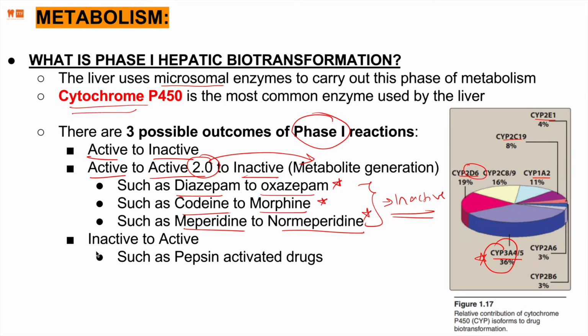The third outcome is an inactive drug will turn into active. Now this is the opposite, right? Such as pepsin will activate other drugs. So in the presence of pepsin, the liver will make sure that inactive drugs will become active.